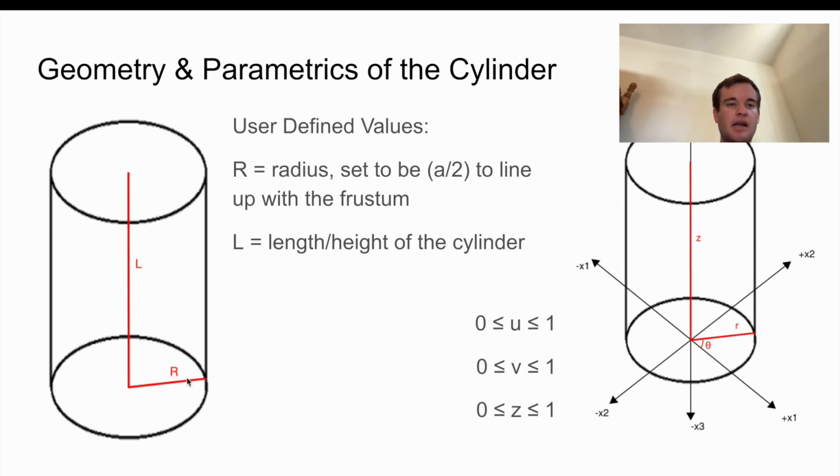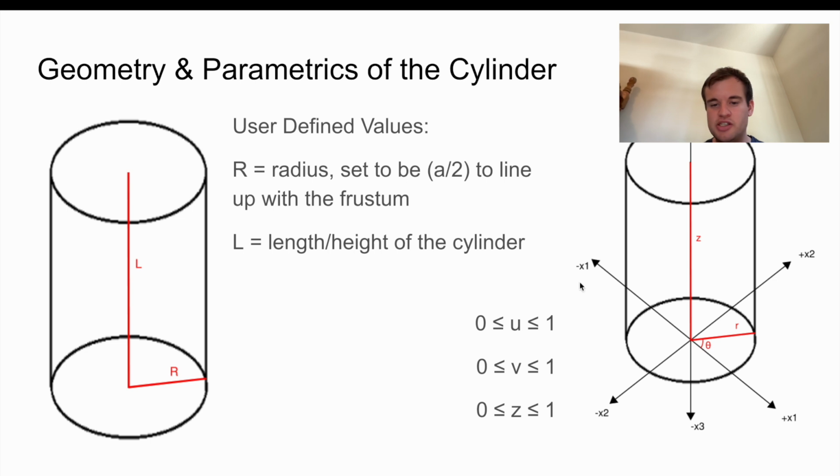Similarly, I had a cylinder as my second body. That cylinder has a radius. I set the radius equal to a over 2, which makes the cylinder tangential to the square top of the frustum. It'll hit there, there, and there, so they just line up nicely like that. I use the same variable a in the code to run through both bodies. So I ended up setting length just equal to an arbitrary 10 in this problem.